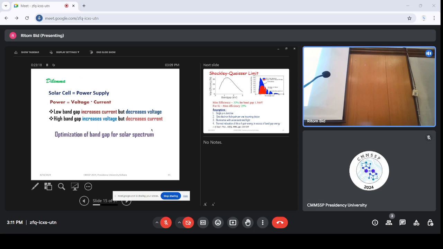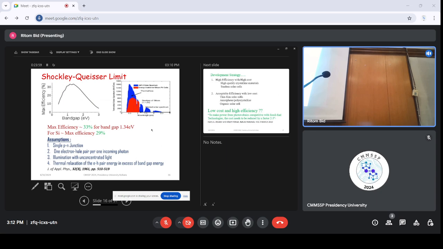So that is the dilemma. A solar cell is a power supply. If we want to increase the current, the voltage reduces. If we want to increase the voltage, the current decreases. So if you want to increase the current, you make the band gap lower. You absorb more energy and more current is produced, but that will reduce the voltage. But if the band gap is increased, the voltage will increase, but it will reduce the current. So it is about optimization of the band gap with respect to the solar spectrum. Which band gap is actually suitable for the maximum power output?